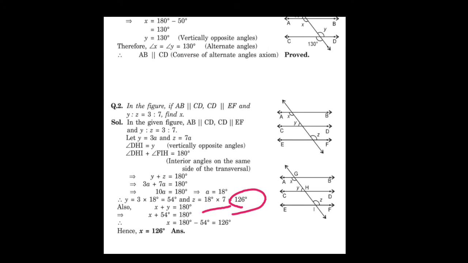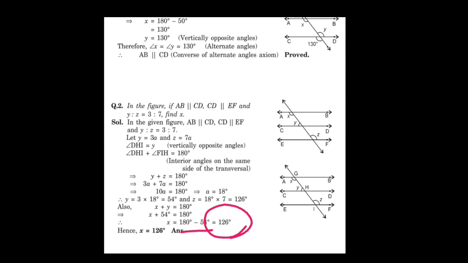Now the value of x. What we have to do: x plus y equals 180, as they are same side transversal interior angles. So the value of y we have already found, 54 degrees. Now afterward, put the value in this equation. So x equals 180 minus 54, so it's 126 degrees.